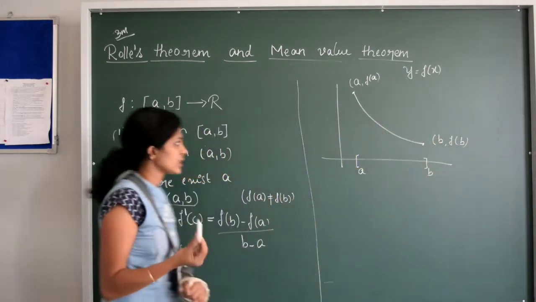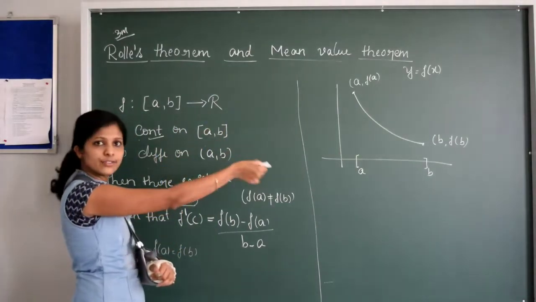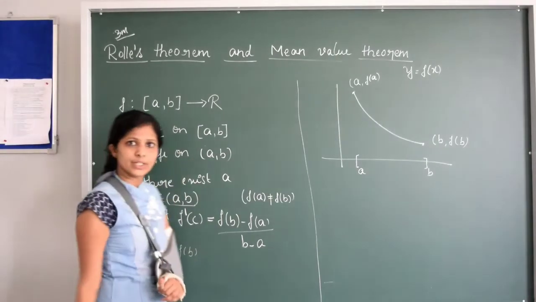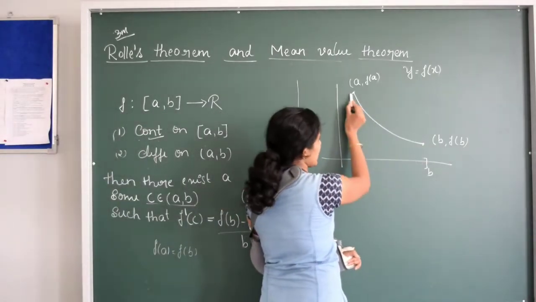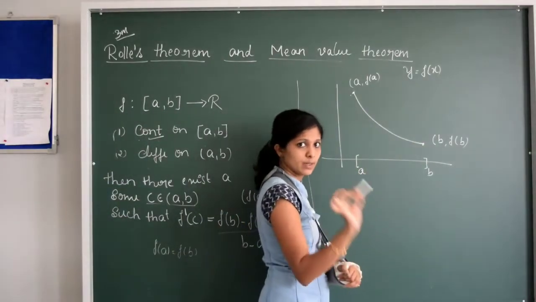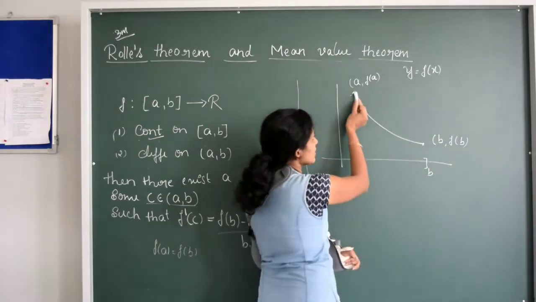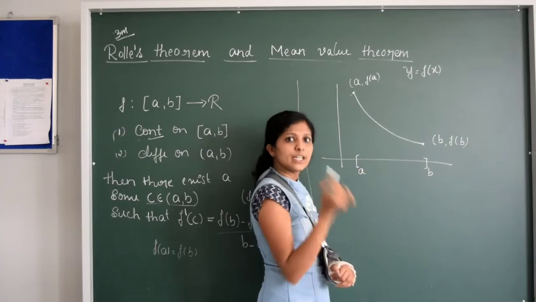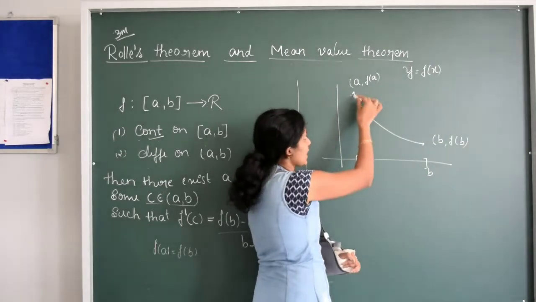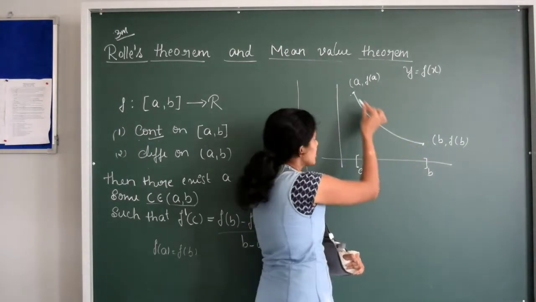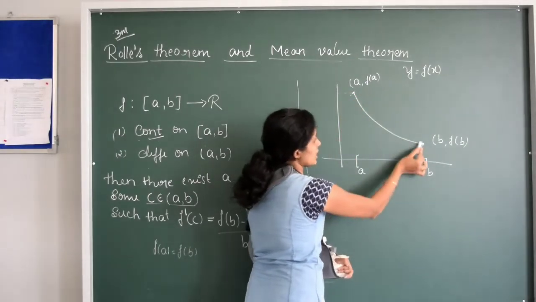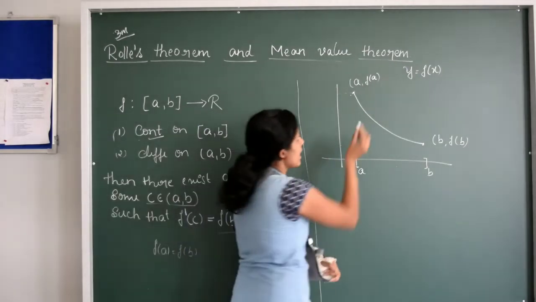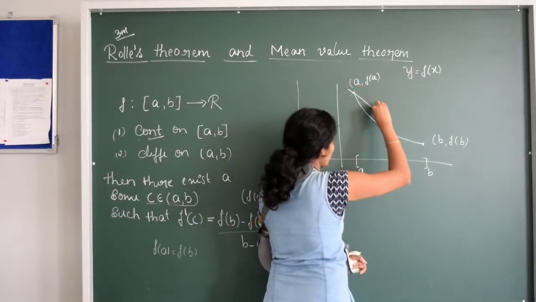First, you have to check whether the function is continuous. Yes, the function is continuous on the closed interval a comma b. Is it differentiable on the open interval a comma b? Yes, only at the endpoints a and b the function is not differentiable. It is very important. Here the function is not differentiable, but at all the remaining points the function is differentiable. Here f of a is not equal to f of b. The value of f of a is here somewhere, f of b is here. So the value of f of a is not equal to f of b. Now let me join these points.